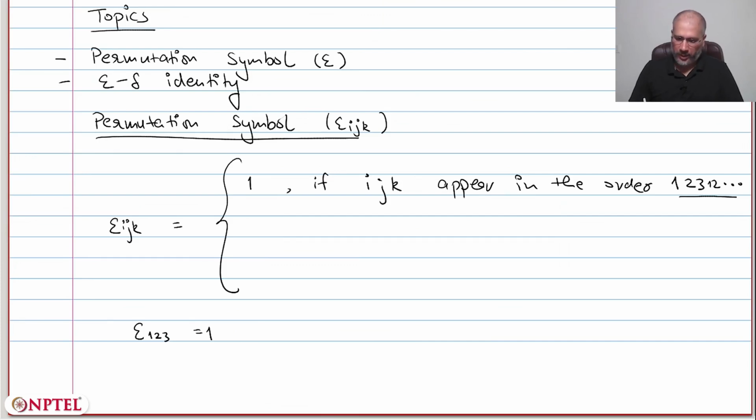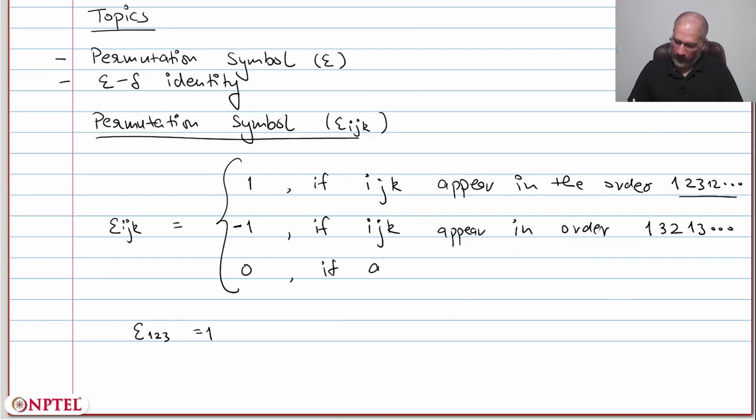So epsilon ijk is minus 1 if it follows the order such as 1, 3, 2 or 3, 2, 1 or 2, 1, 3 and so on. And it's equal to 0 if any two indices repeat.